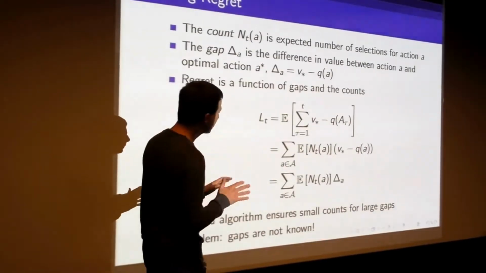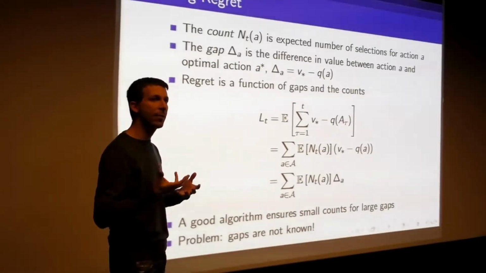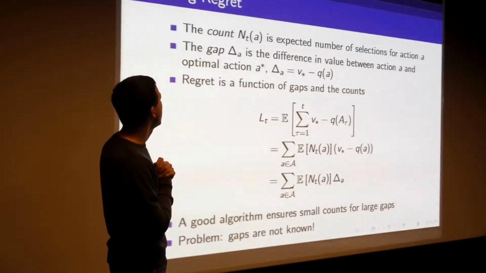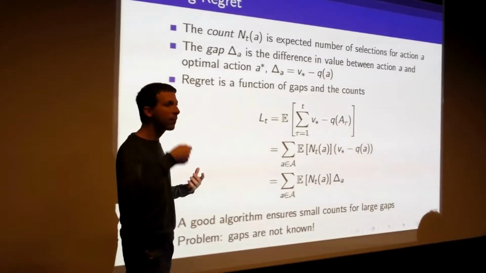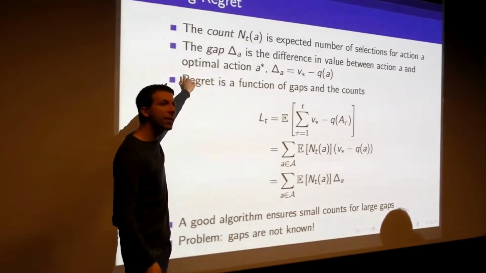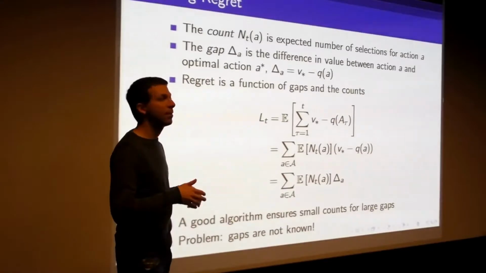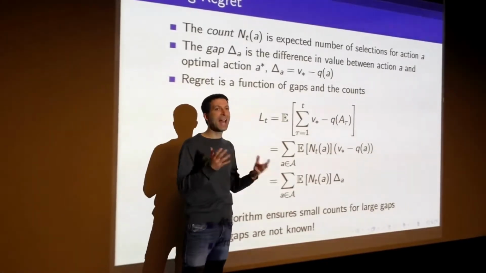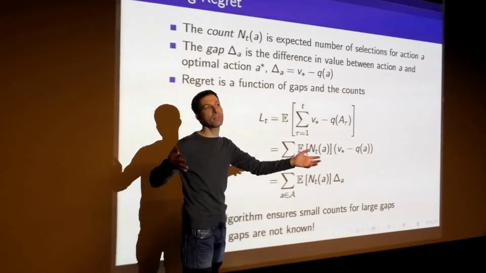So just one more slide to understand what's good and what's bad about regret, and then we'll move on to some pictures to help understand this a little bit better. The count is just the number of times we've pulled an arm. And we're going to consider this thing called the gap. The gap is the difference in value between some action a and the optimal action. So it's the gap between the best machine I could have pulled and some suboptimal machine.